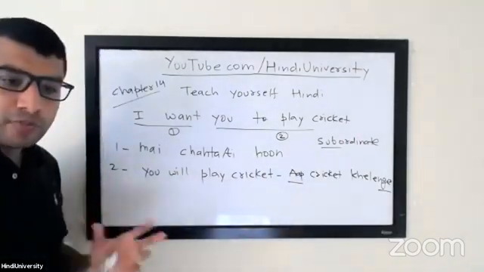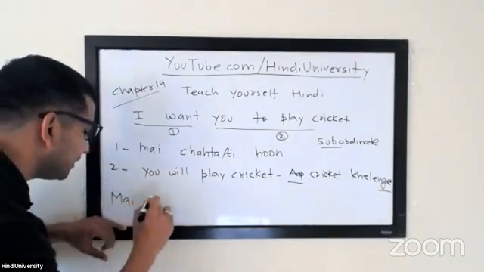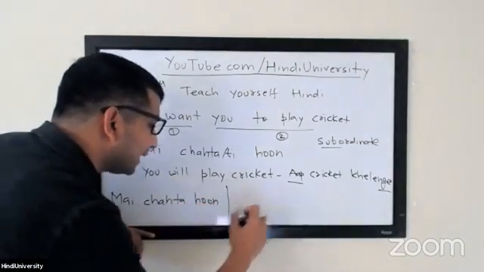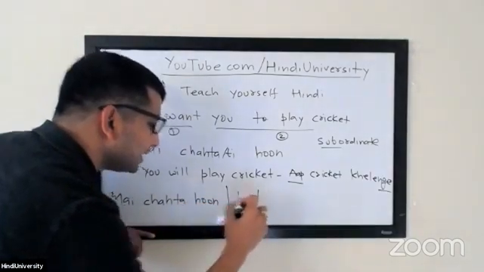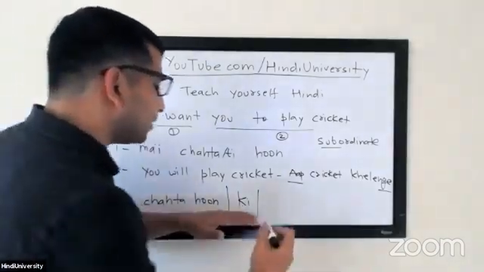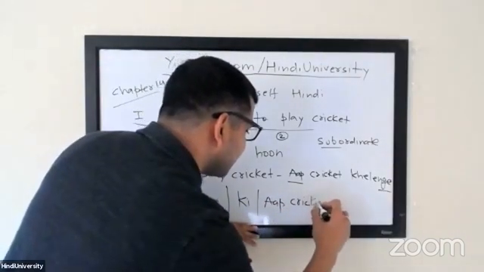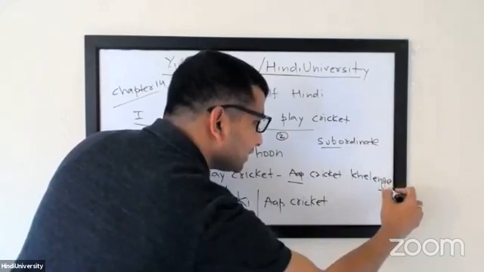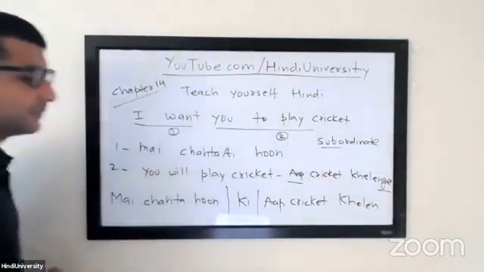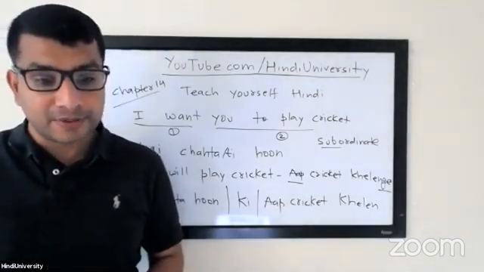When you combine both of them together, it will become मैं चाहता हूँ, and you will add them using the conjunction कि, right? Because there are two sentences and you're joining them. Okay, मैं चाहता हूँ कि आप cricket, and you will drop the गा part. Okay, मैं चाहता हूँ कि आप cricket खेलें. Okay, I wish or I want that you play cricket.